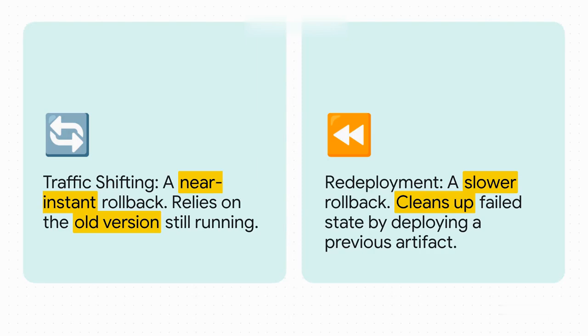But hey, deployments are going to fail sometimes. It happens. So you need a rock-solid rollback plan. One way is traffic shifting. This is almost instant if you're doing something like a blue-green deployment, where the old version is still hanging around. The other main option is a full redeployment, just kicking off a new pipeline run with the last known good artifact. It's slower, yeah, but it's fantastic for cleaning up any mess the failed deployment left behind.